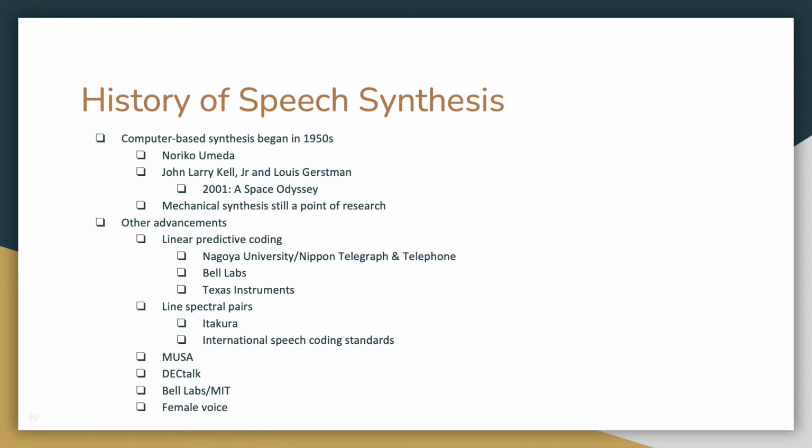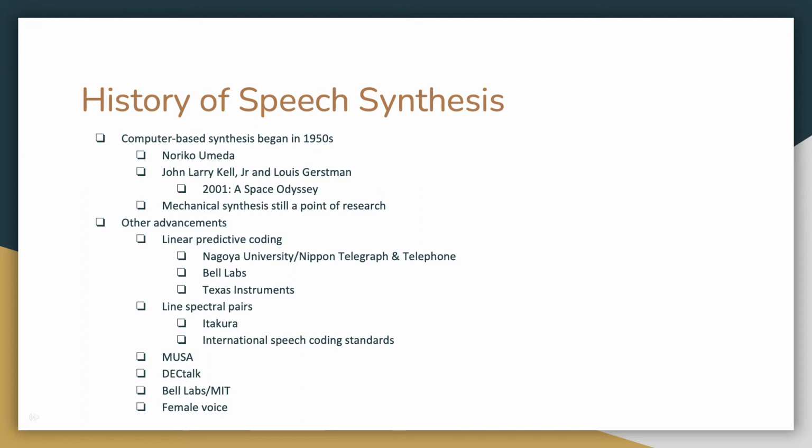Computer-based speech synthesis began in the 1950s. In 1968, Noriko Umeda created the first text-to-speech system that operated in English. Prior to this, in 1961, John Larry Kelly Jr. and Louis Gersman used an IBM 704 in order to synthesize speech. This machine sang Daisy Bell and was accompanied by music. It was then later used in the movie 2001: A Space Odyssey. At this point, research continues on mechanical speech synthesizers, despite electronic speech synthesizers being so successful.